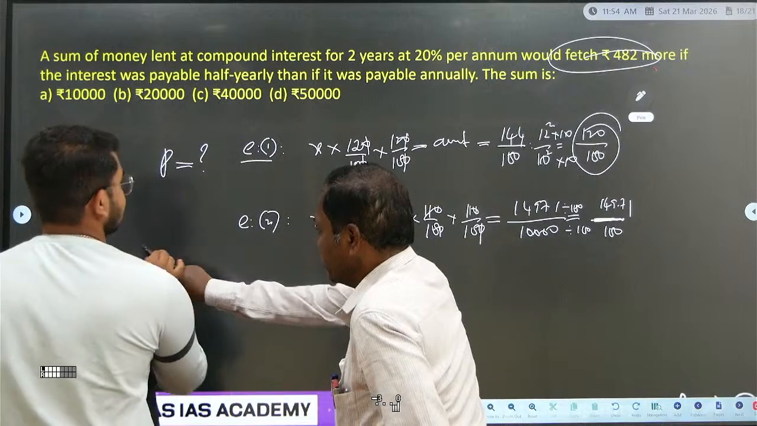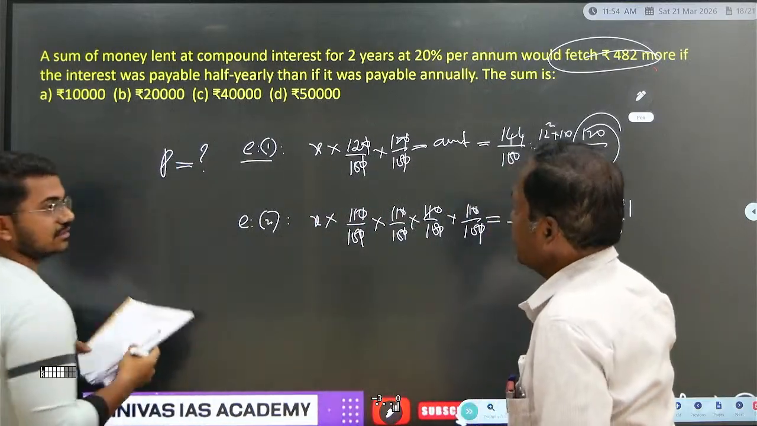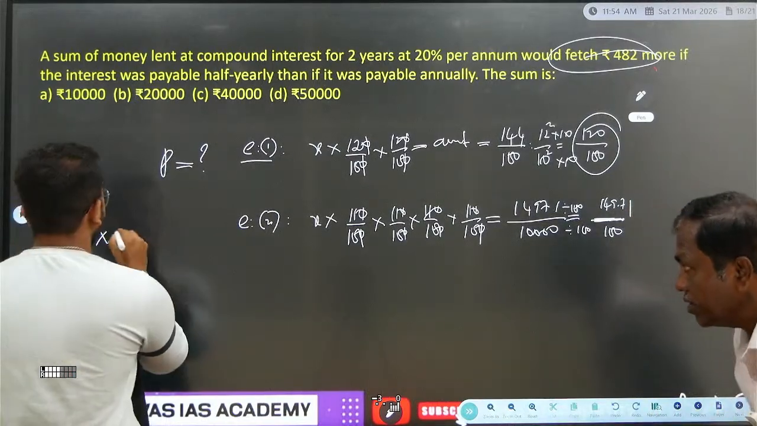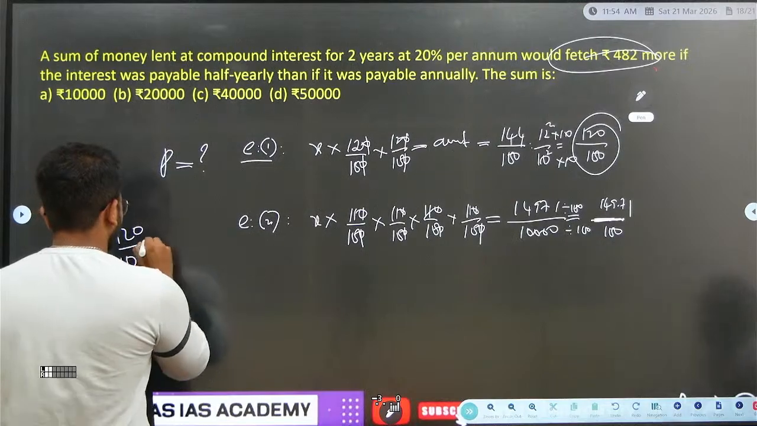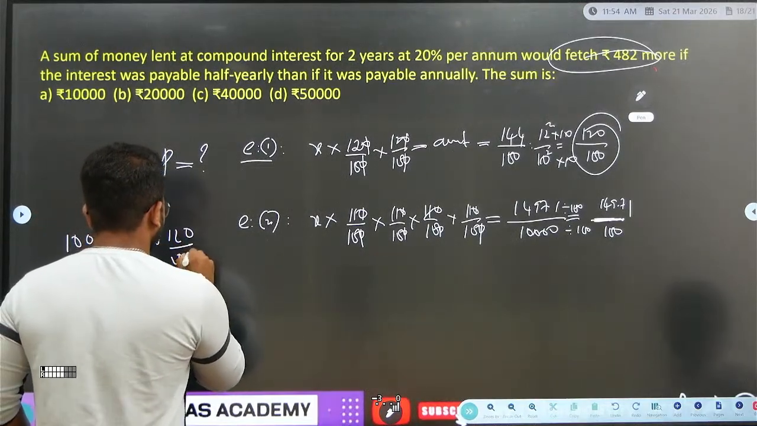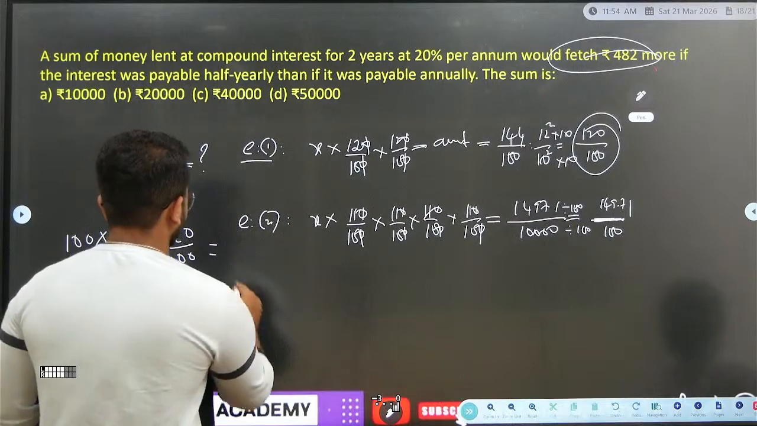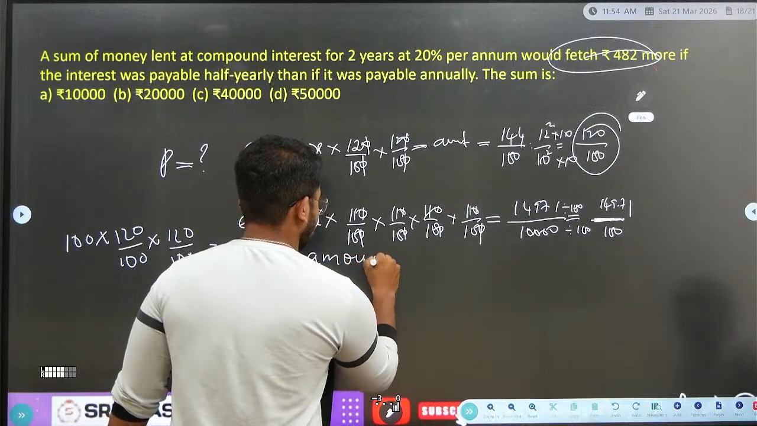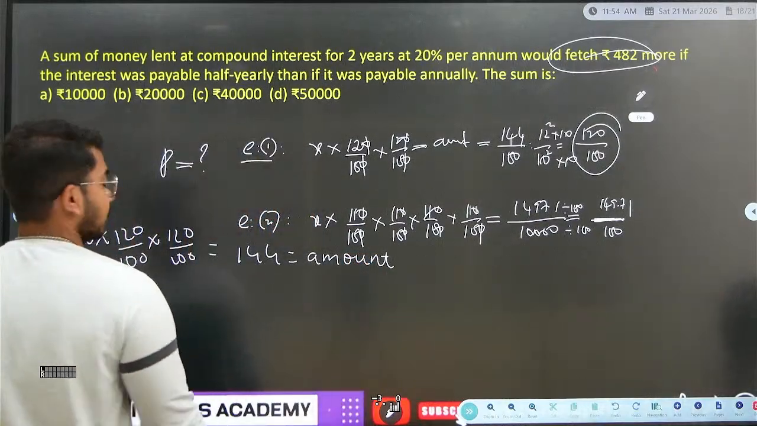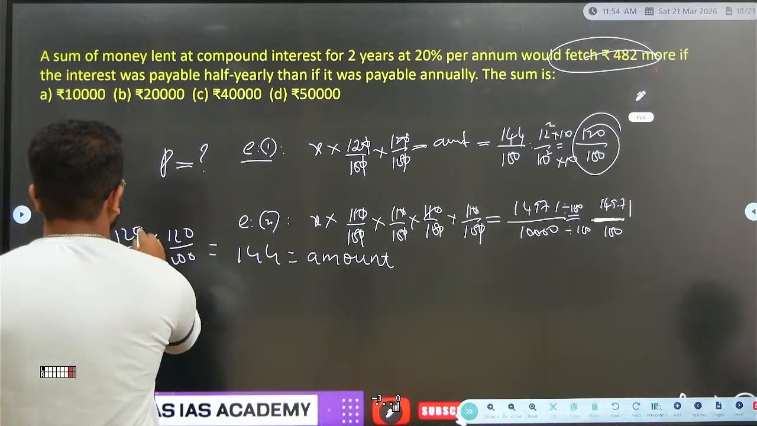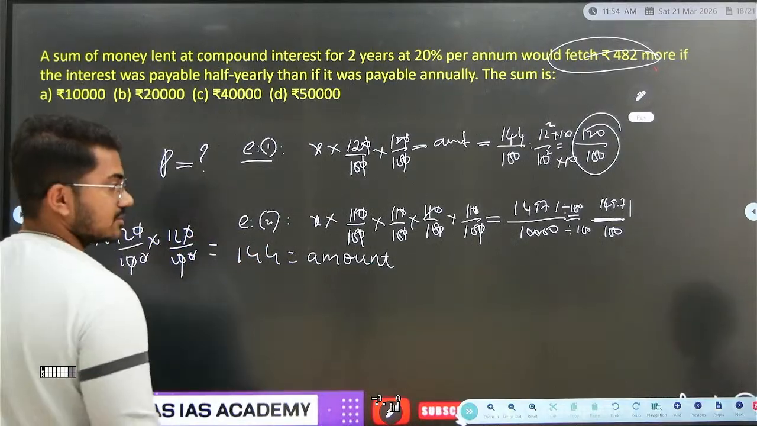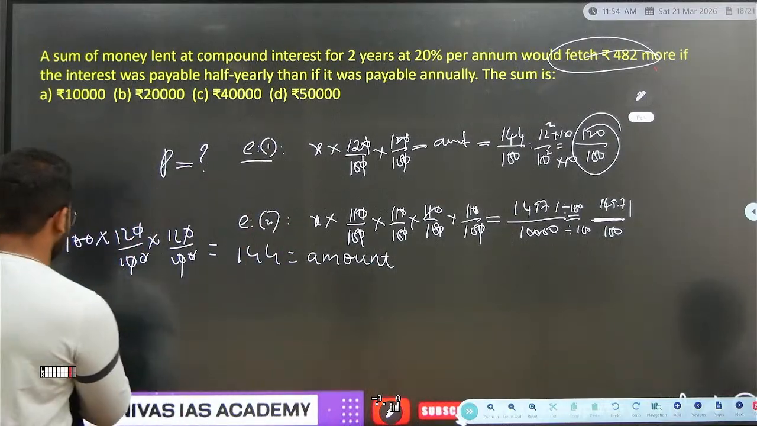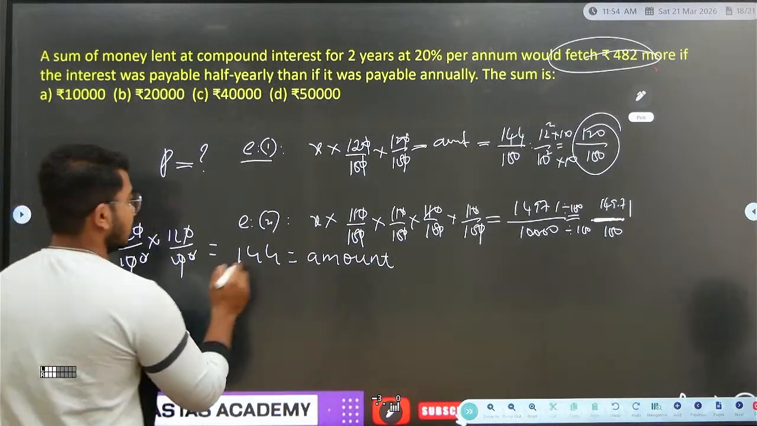You write from here. Sir, I assume x is equal to 100. So 100 into 120 by 100, which will be equal to 144 rupees, which is the amount. 120%, what is the amount you will get? 144. Okay, all right. So same idea. If you take 100 rupees as the base, that becomes 144.